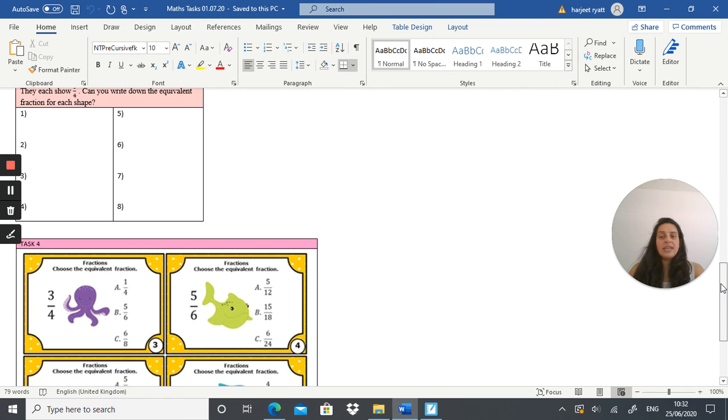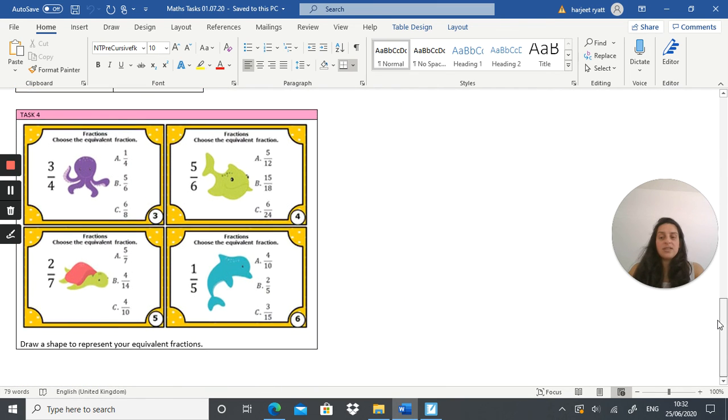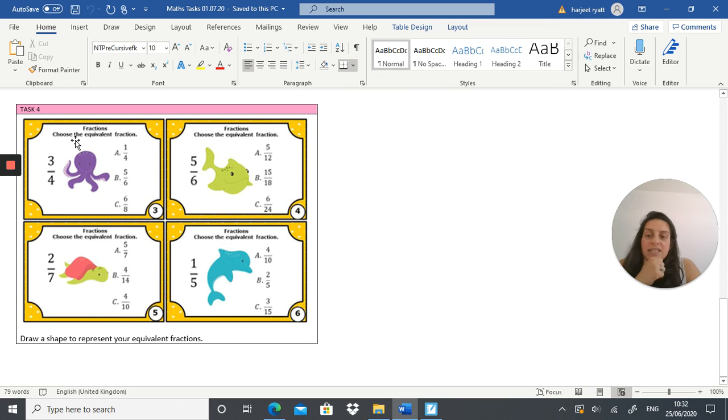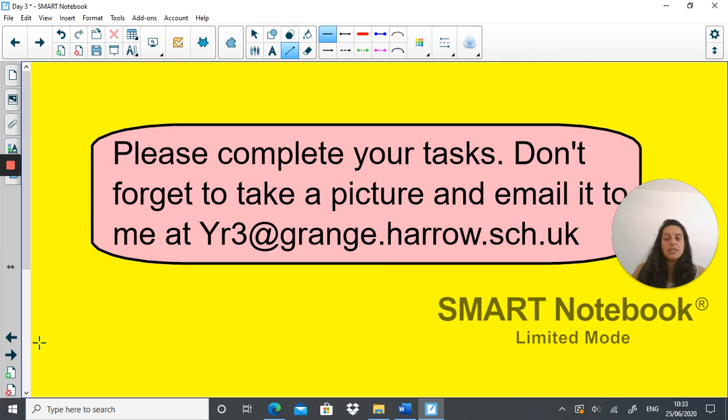And finally, your final task. So you see here it says fractions, choose the equivalent fraction. So you have 3 quarters and you have 3 options, and you need to work out which is the equivalent fraction. You have 5, 6, and this is really quite tricky and really pushing your knowledge of equivalent fractions, and picking A, B, or C will show you to choose what the equivalent fraction is to this main fraction over here. So going back to our smartboard.